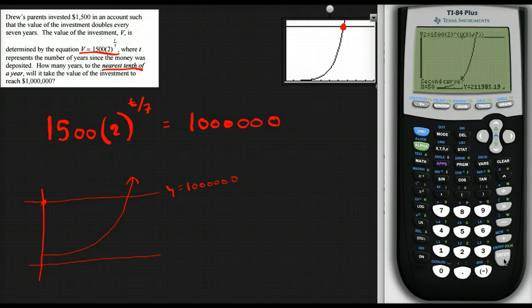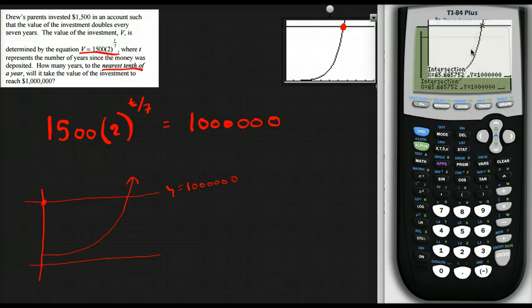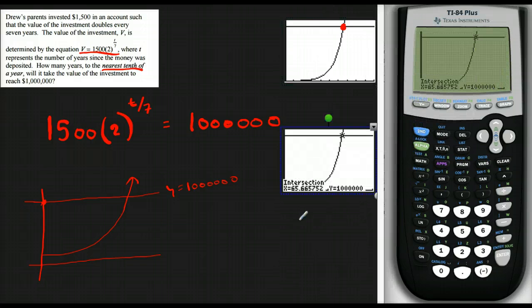I'm going to hit enter for the first curve, enter for the second curve, enter for guess, and there is my intersection. So I can see that x, or in this case it's actually the t variable, I've just substituted x in my calculator, is going to be equal to 65.66, and I need to round to the nearest tenth, so 65.7 years. And there is our answer.